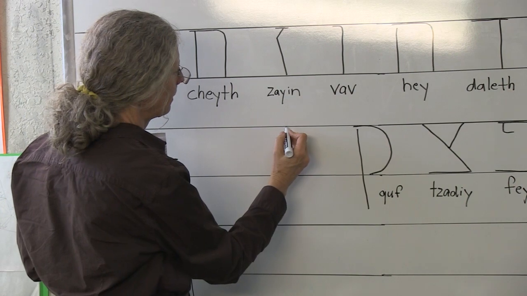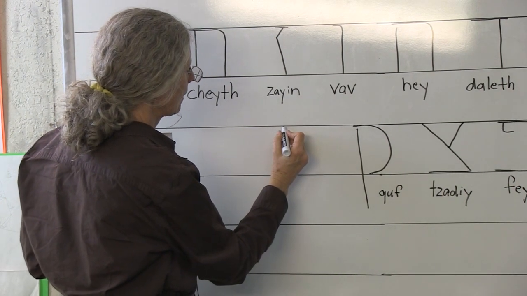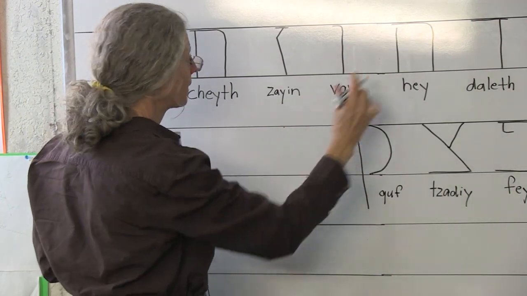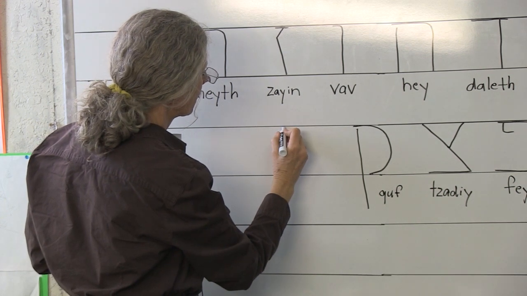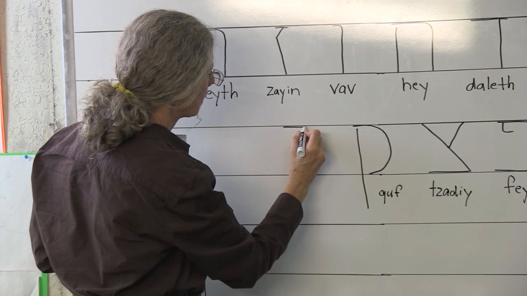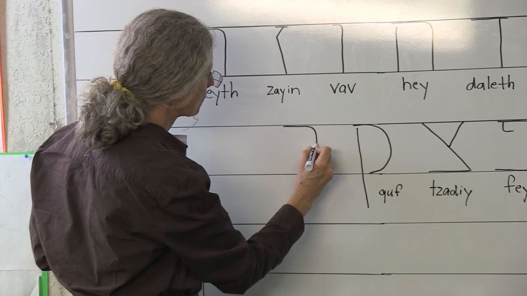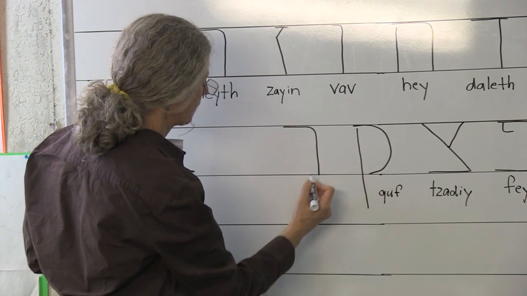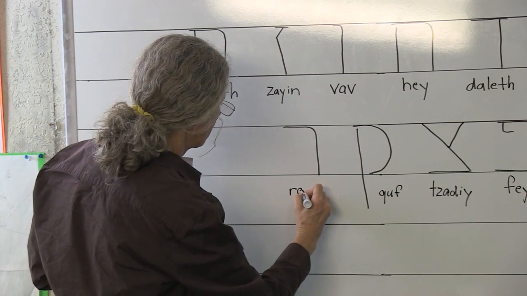Next comes the resh. Okay, so we already know the resh form. We've done many resh forms. Going to come across to the right, curve down, and straight down. Resh.